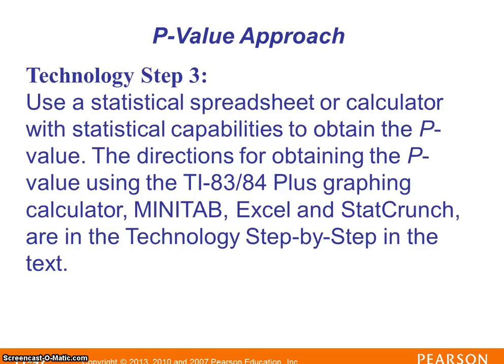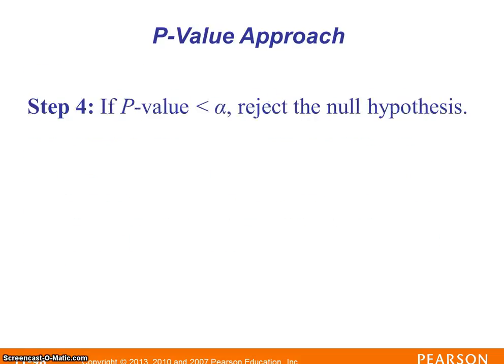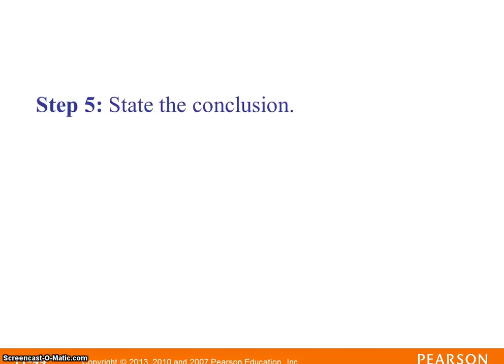And the step-by-step for that is given on the bottom of page 553 and 554 in your book. It should explain how to use your TI-83, Minitab, Excel, or StatCrunch. So if you guys have trouble with that, let me know. And if the p-value is less than alpha, just as before, we reject the null hypothesis. And then don't forget to state the conclusions in words that somebody who maybe hasn't had statistics can understand.